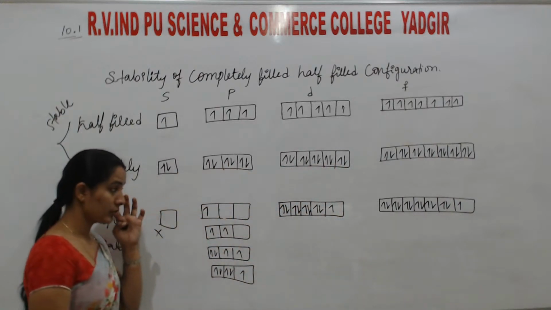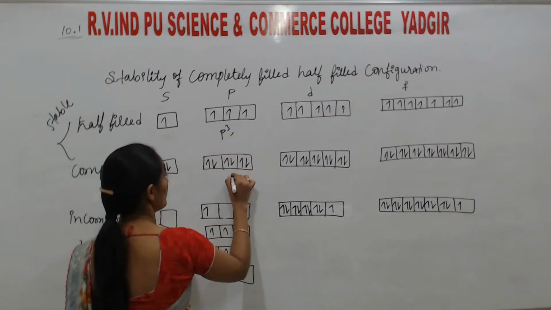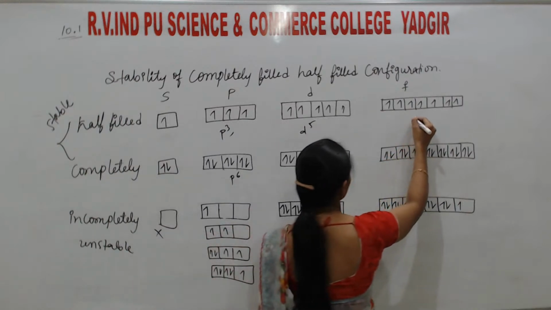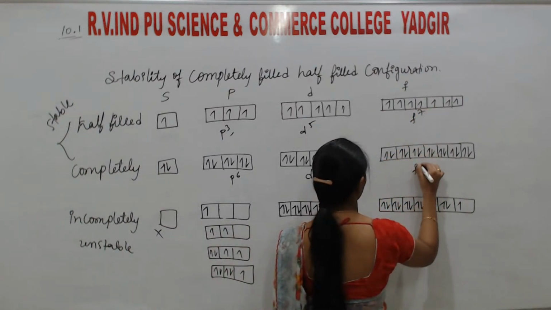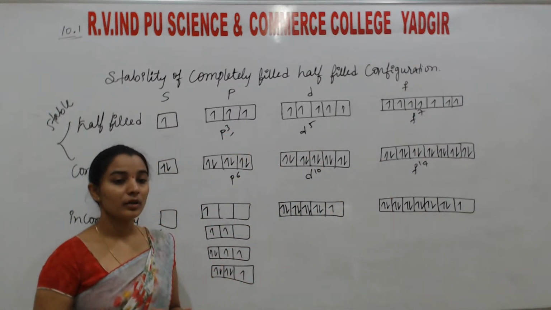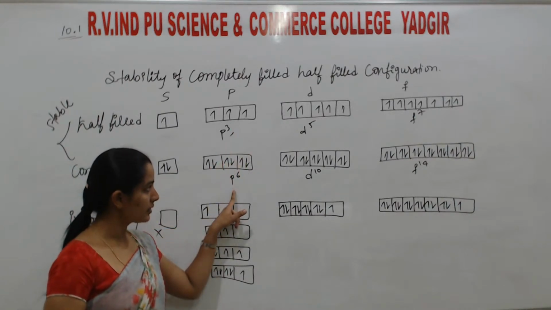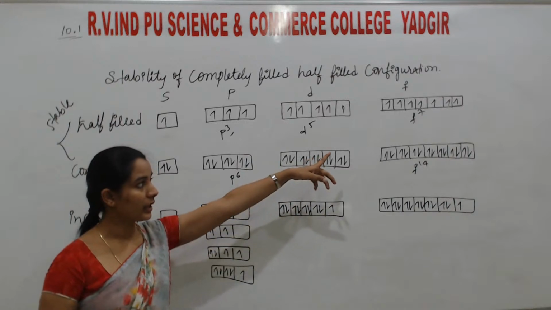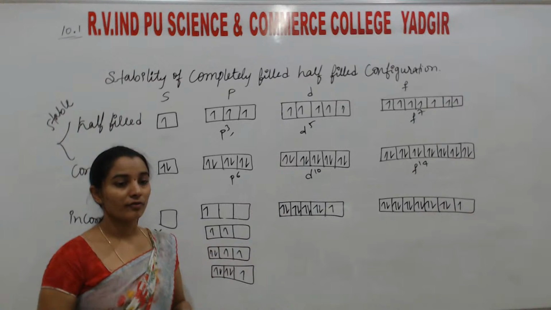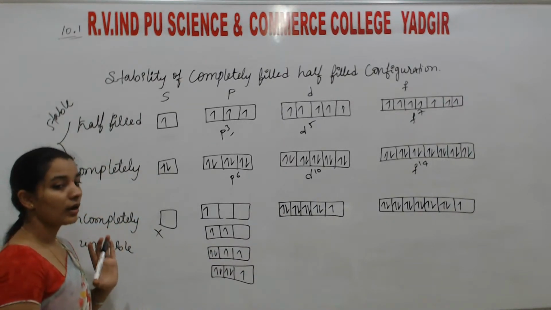Understood? So listen here. p3 and p6 are the stable configurations. Here d5, d10. Here f7, f14. Except these configurations, the rest are unstable or incompletely filled configurations. Only these two: p3 half-filled, p6 completely filled; d5 half-filled, d10 completely filled; f7 half-filled, f14 completely filled. Except these, the remaining configurations are incompletely filled orbitals, and they are unstable.